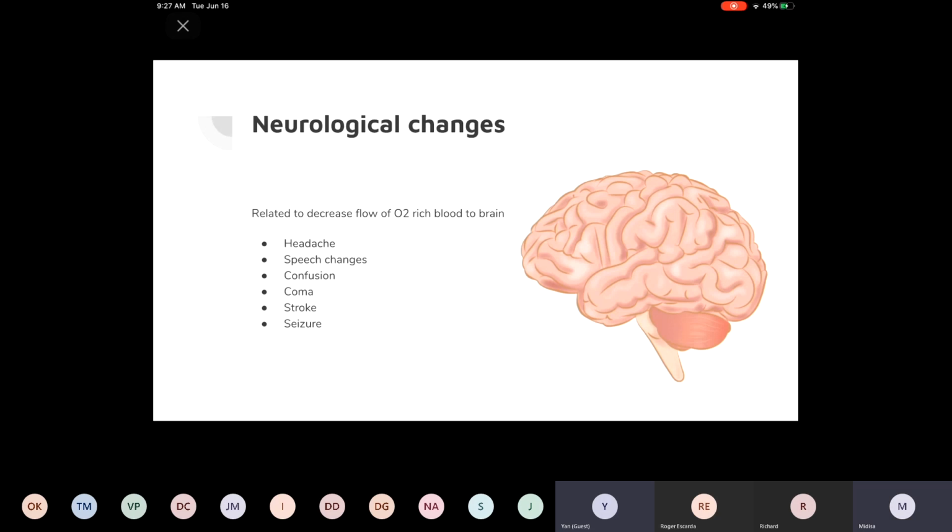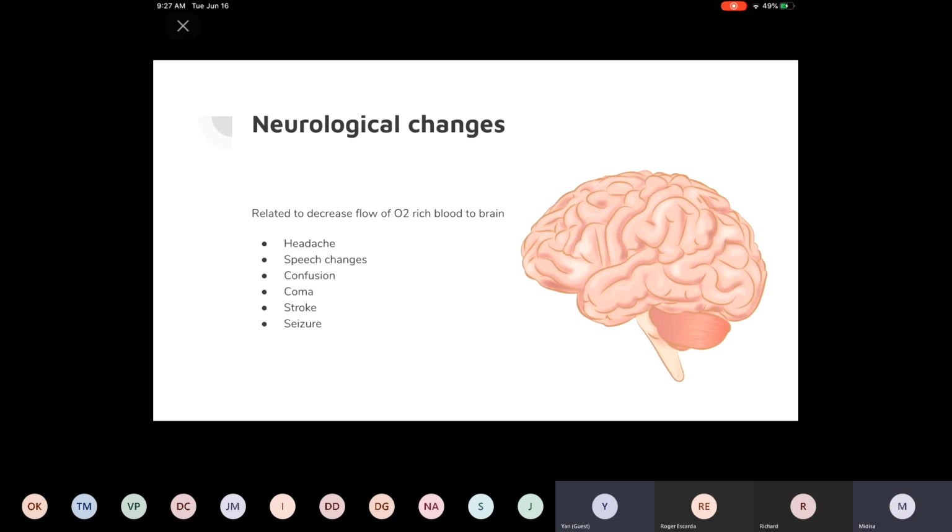Perhaps the most important cause of the TTP is that, because of the decreased oxygen flow to the brain, it can cause headache, speech changes, confusion, coma, stroke, and seizure. Those are the more significant manifestations.